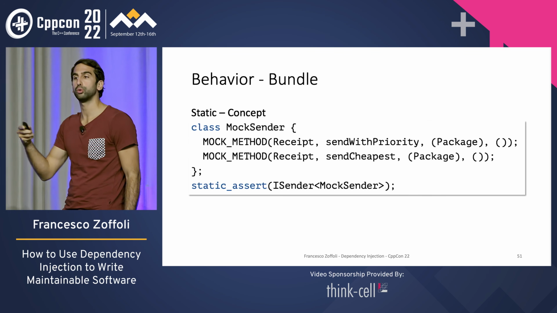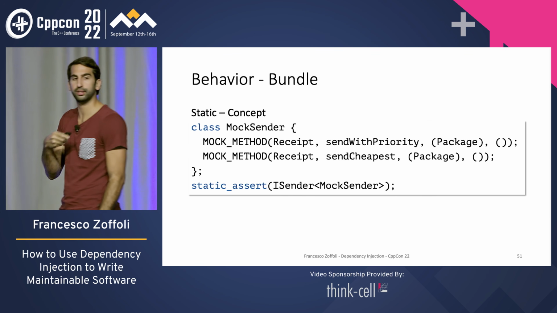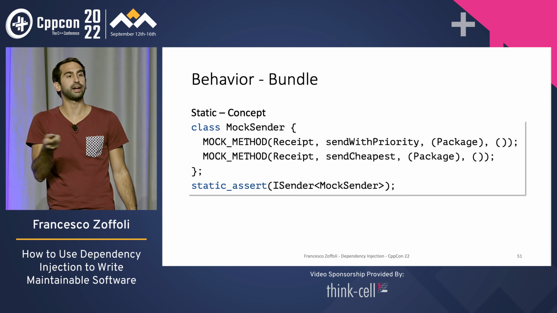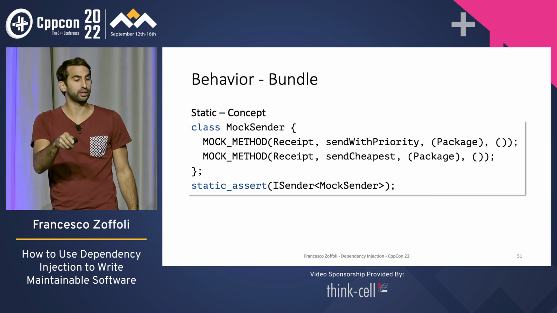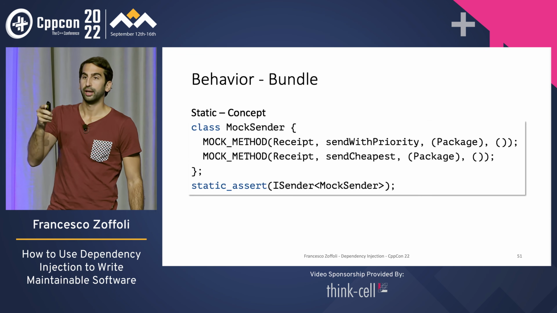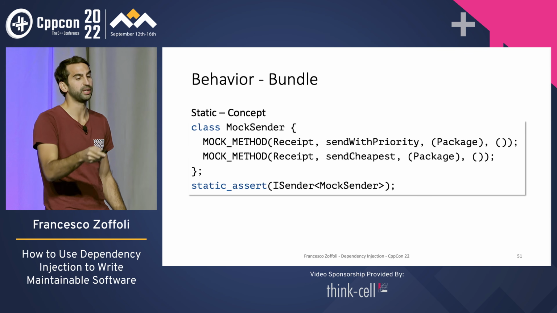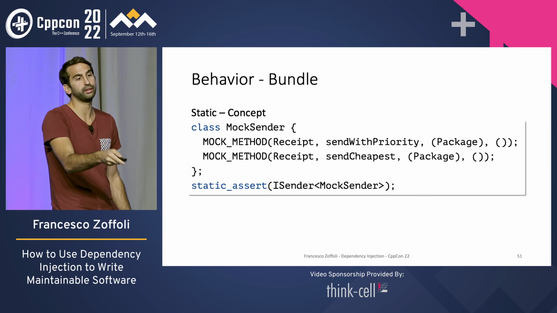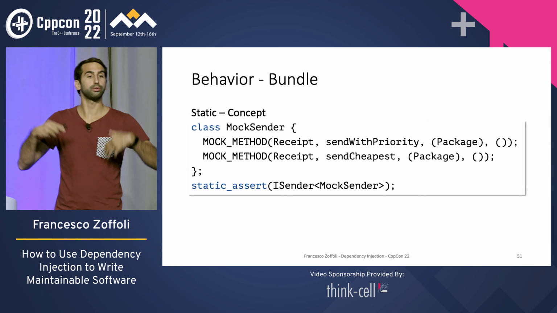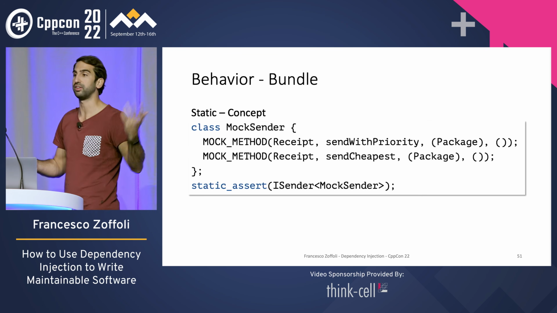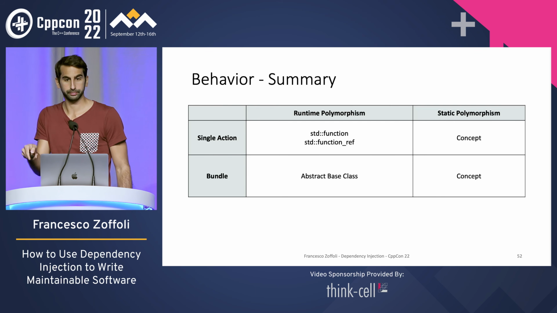And you can simply use your mock functionality to create functions which are not inheriting from anything. So the only difference you would see between using the runtime polymorphism or the compile time polymorphism is that the mock sender will derive from ISender or not. But this is very nice because you can reuse the framework. You don't have to learn something different for this.